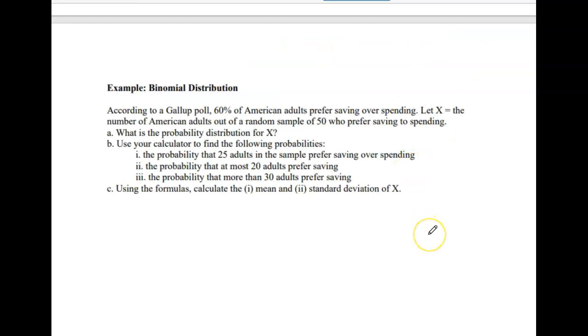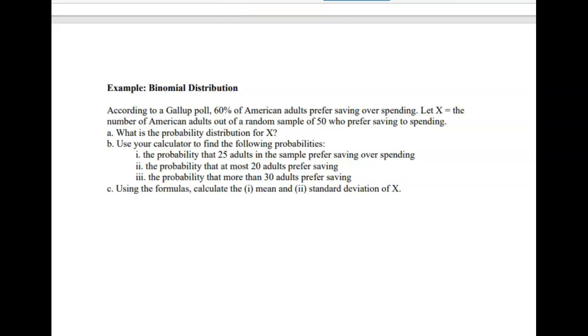All right, let's look at this example. According to a Gallup poll, 60% of American adults prefer saving over spending. X is the number of American adults out of a sample of 50 who prefer saving to spending. What's the probability distribution of X?